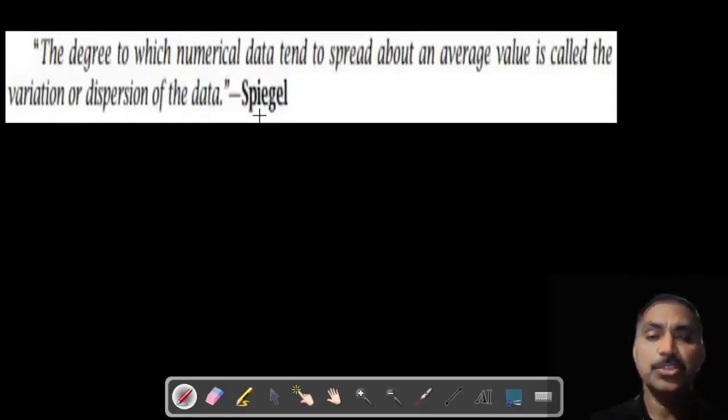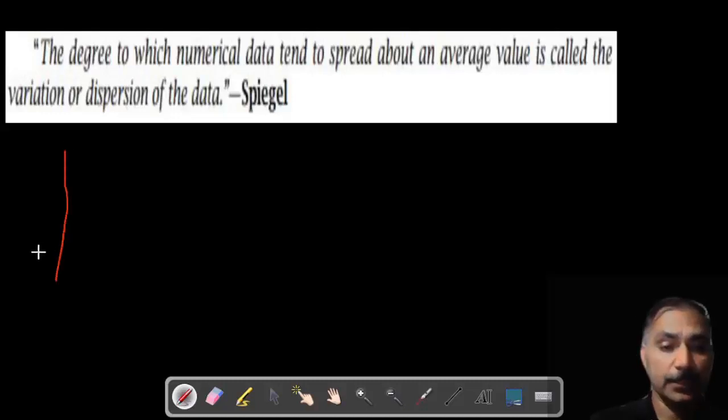A degree to which numerical data tend to spread over an average value is called the variation or the dispersion of the data. It is as per Dispersion. What he said is that the degree to which numerical data tends to spread about the average. Average से कितना deviate हो रहा है, एवरेज के आसपास में कितना फैला हुआ है नंबर. जब हम ग्राफ पॉइंट को ग्राफ के फॉर्म में प्लॉट करते हैं तो हमें पता चलता है. मैं अभी हम थोड़ा सा एक्सप्लेन कर देते हैं ग्राफ से लेके और फिर वहां पे आपको बताते हैं कि इसका मतलब क्या है.